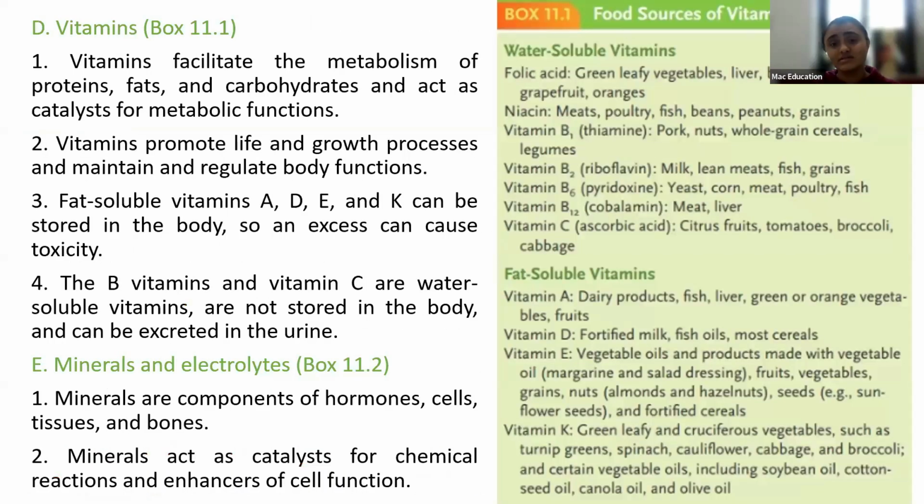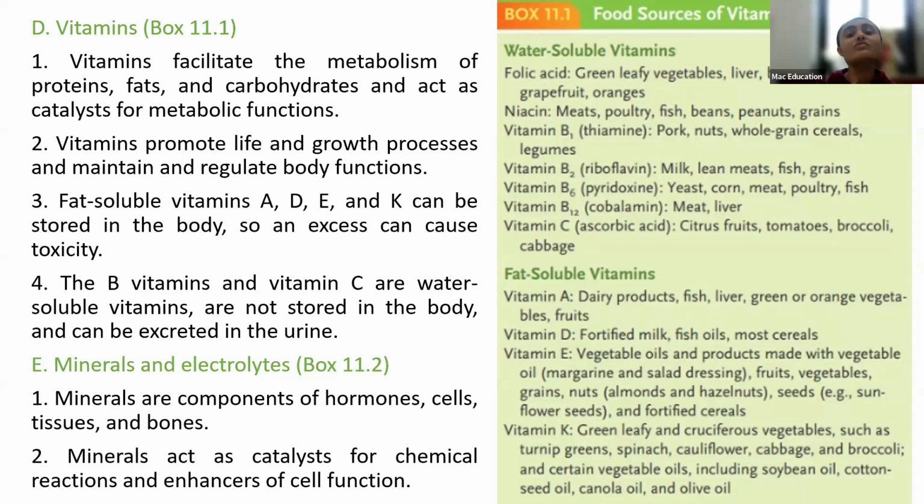Then we saw vitamins. There are mainly two types of vitamins: water soluble vitamins and fat soluble vitamins. Which are water soluble vitamins? Folic acid, niacin. Yes, all vitamin B complexes and vitamin C. These both are water soluble vitamins. What are fat soluble vitamins? ADEK. Yes, A, D, E, K. So these are the fat soluble vitamins.